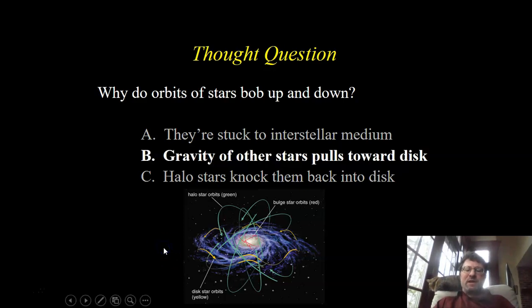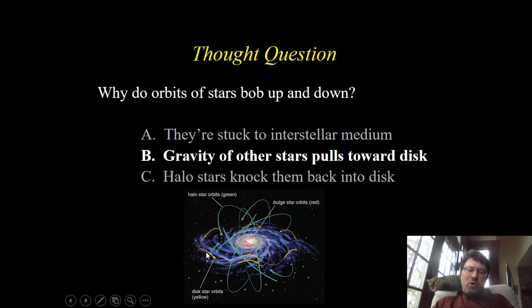The answer here is B, that the gravity of other stars pulls the stars back down towards the disk. So look at this little yellow arrow right here. If there is a star up near the peak of that arch, well, yeah, it's still being pulled in more towards the center of the galaxy. That's why it's going on this nearly circular orbit. But there's more mass down below it than there is up above it. And by below, I mean back down toward the disk.